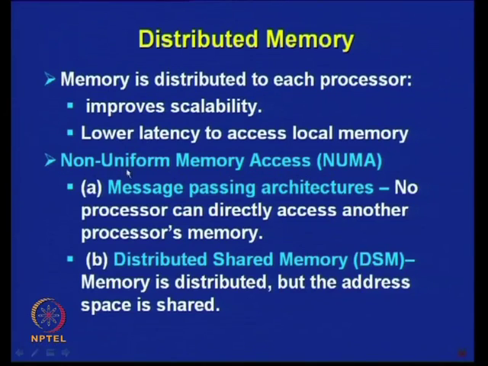So, whenever it is non-uniform memory access, we use message passing architecture. No processor can directly access another processor's memory. So, the communication is done by using message passing, or distributed shared memory. Memory is distributed, but the address space is shared, as I have already mentioned, and it can be done with the help of the virtual memory concept.